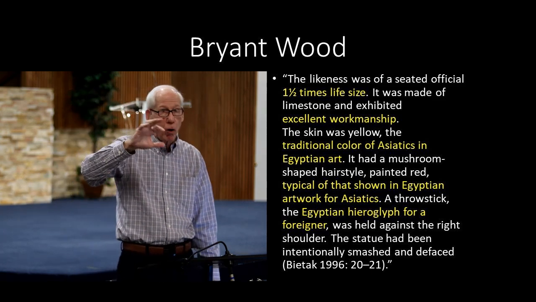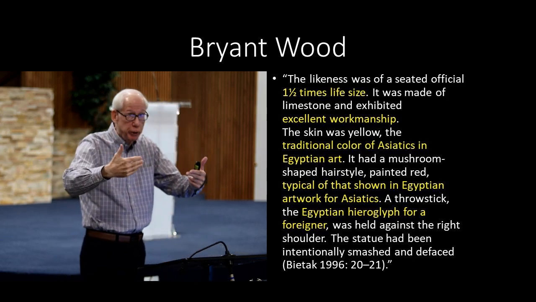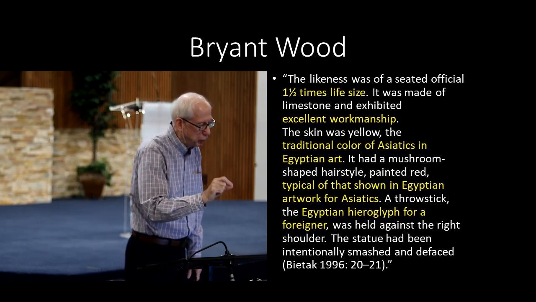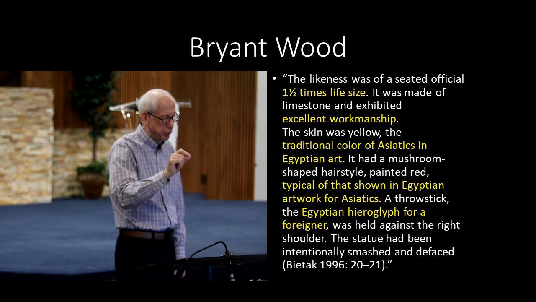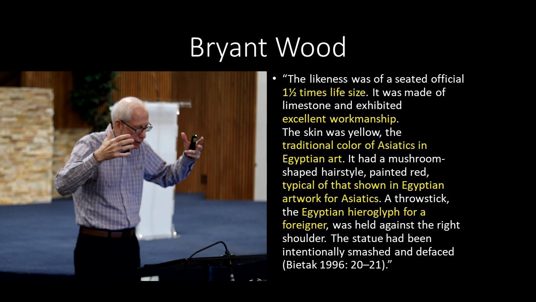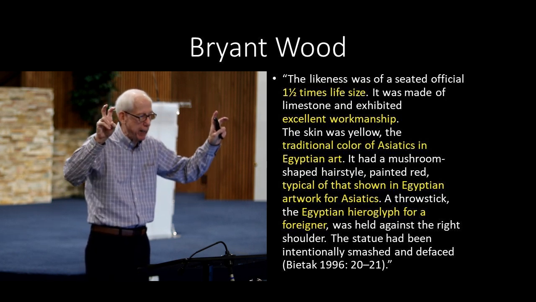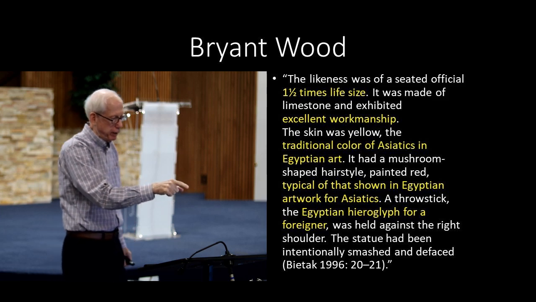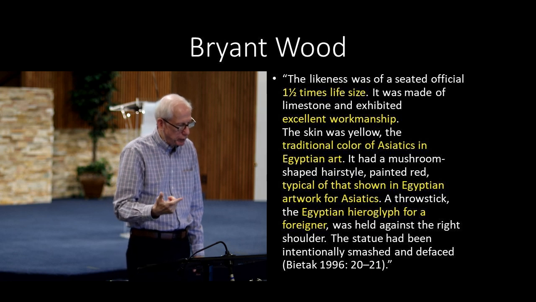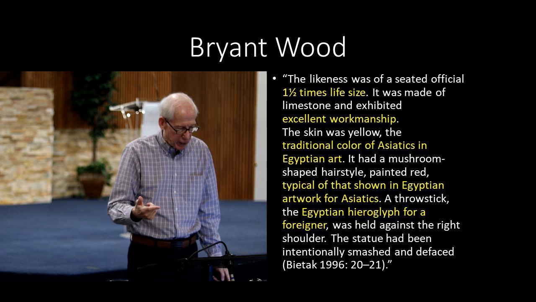This is an artist working on this. This isn't something cobbled together. This was a real piece of art. It says the skin was yellow, the traditional color of Asiatics in Egyptian art. It had a mushroom-shaped hairstyle painted red, typical of that shown in Egyptian artwork for Asiatics. A throw stick, the Egyptian hieroglyph for a foreigner, was held against the right shoulder. The statue had been intentionally smashed and defaced.